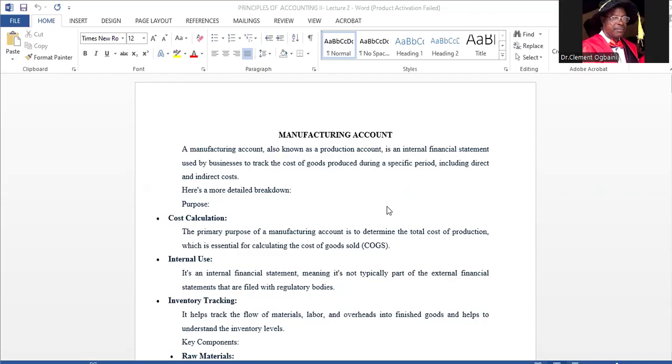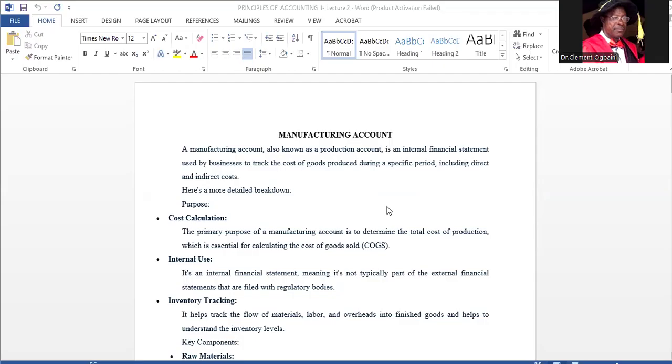So in our first lecture, we talked about the bank reconciliation, and we also talked about partnership account. In this second lecture, we are looking at other topics. We shall be looking at manufacturing accounting and incomplete records.